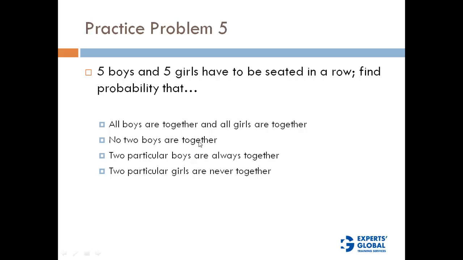Let's look at this question. Please pause the video and give it a try. 5 boys and 5 girls have to be seated in a row. Find the probability that all boys are together and all girls are together.